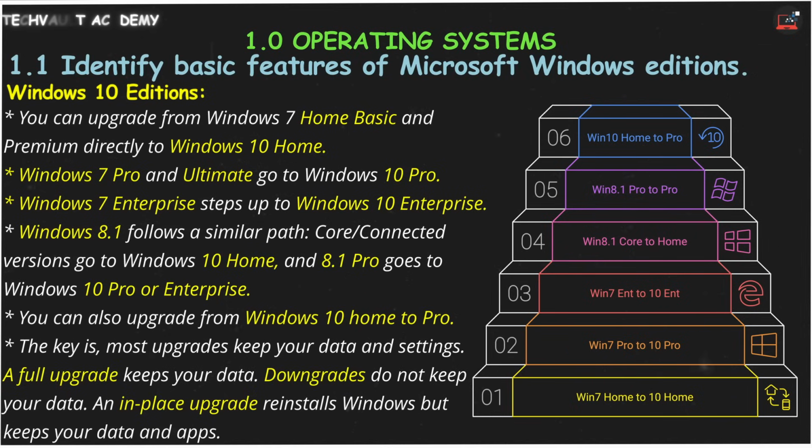You can also upgrade from Windows 10 Home to Pro. The key is, most upgrades keep your data and settings. A full upgrade keeps your data. Downgrades do not keep your data. An in-place upgrade reinstalls Windows but keeps your data and apps.